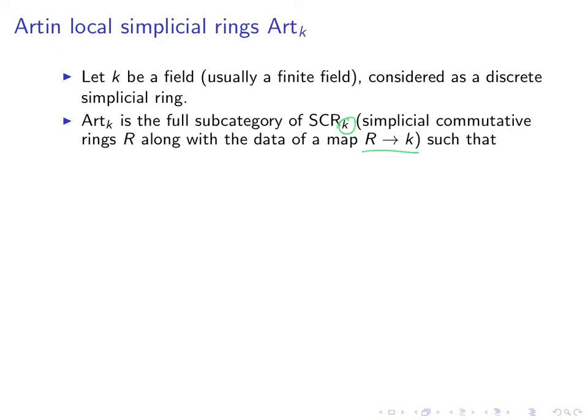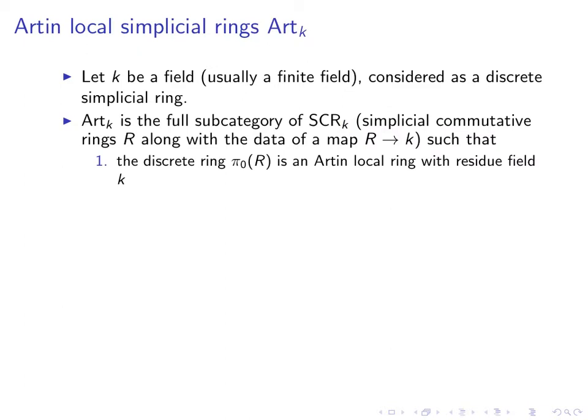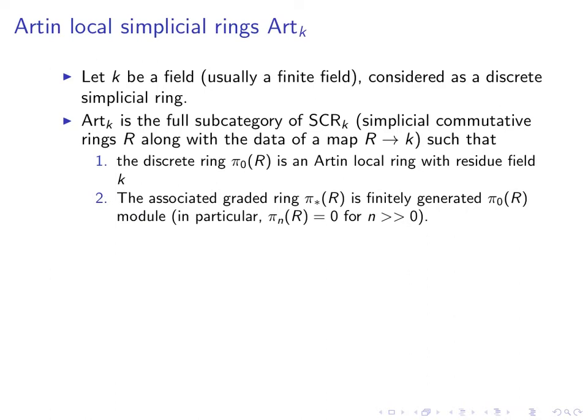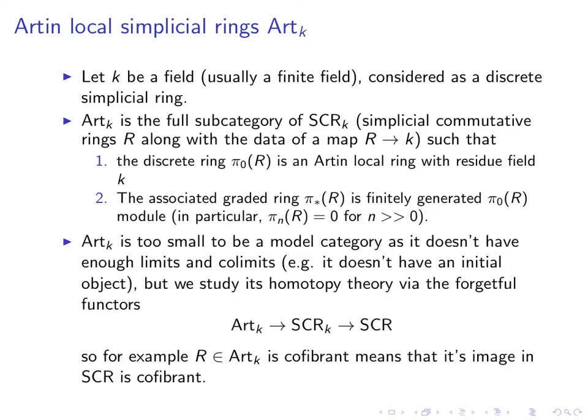That's part of the data of an object in SCR over K, such that, well, the first condition is that pi naught of R is an Artin local ring in the ordinary sense with residue field K. And the second condition is that the associated graded ring is finitely generated as a module over pi 0. And in particular, it's going to vanish if n is sufficiently large.